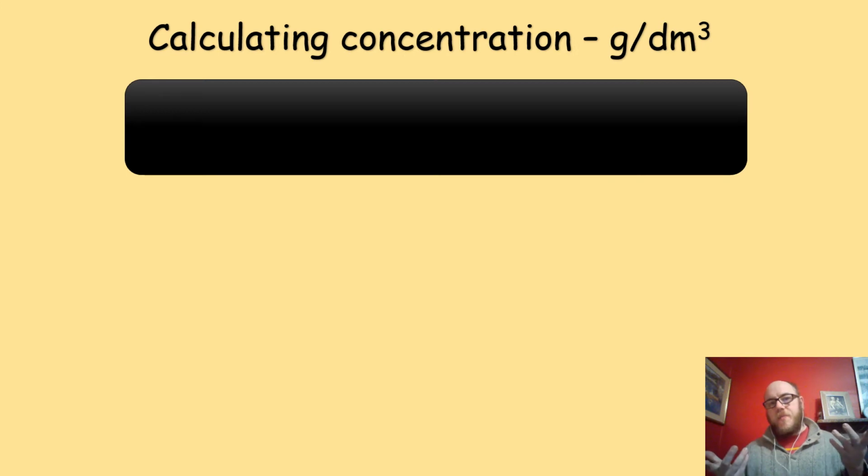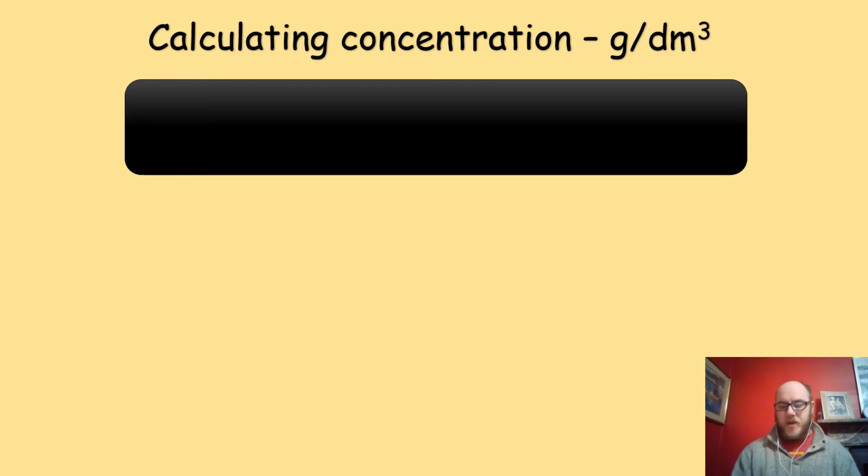Of course, this wouldn't be a chemistry calculations lesson without doing some calculations. So let's look at how to calculate concentration. Now, notice that we use some very strange units here. We're using grams per decimeter cubed. So a decimeter is 10 centimeters, and a decimeter cubed as a volume is the same as 1 liter.